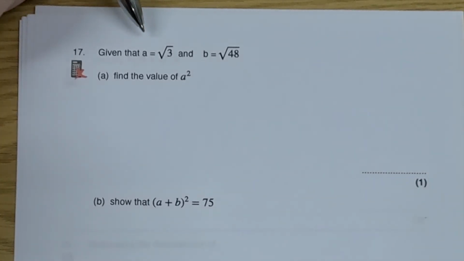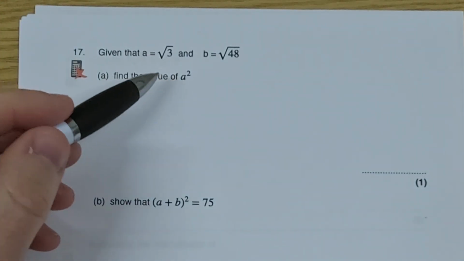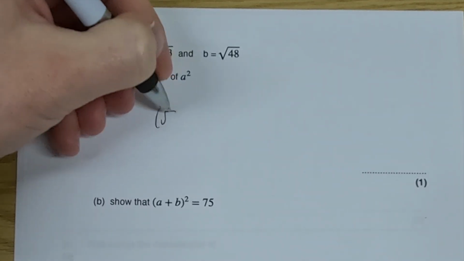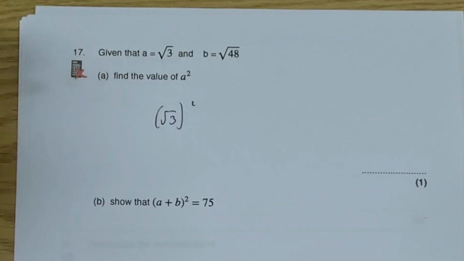So question number 17, we're given that a is equal to root 3 and b is equal to root 48. And we've been asked to work out the value of a squared. So a squared will be root 3 squared. And root 3 squared, well, that'd be root 3 times root 3, which is just 3, or root 3 times root 3 is root 9, which is 3. So that's it, the answer would just be 3.